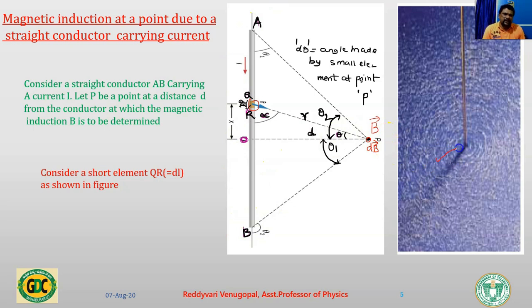So if you observe this diagram, this is a straight current carrying wire. The magnetic field lines are circular ones, surrounding the wire. Let us say this is the wire, it is passing through this. Then the magnetic field lines are circular in shape.